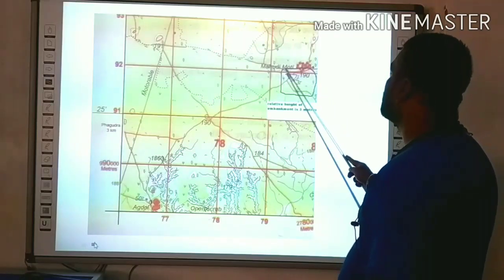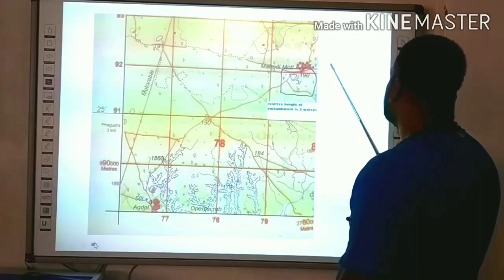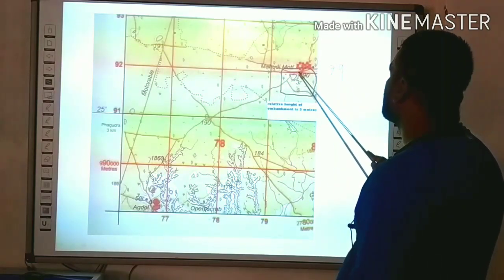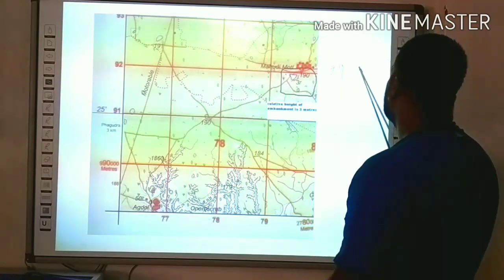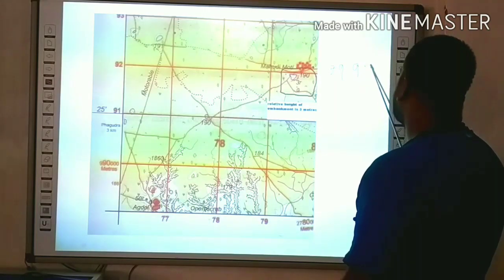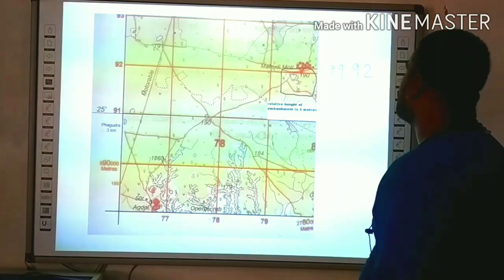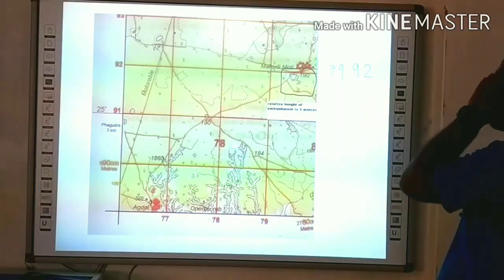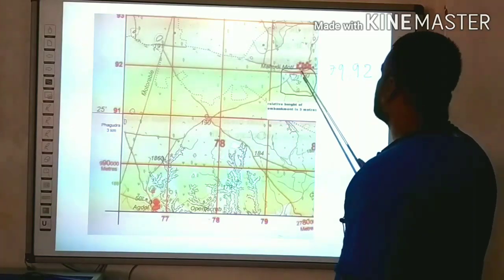How will you find it out? As I have said earlier, first you take the left hand side corner, that is 79 for easting, and northing just below it, what is it? 92. So your 4 figure grid reference is 79, 92. Now let's see how to find the 6 figure grid reference.